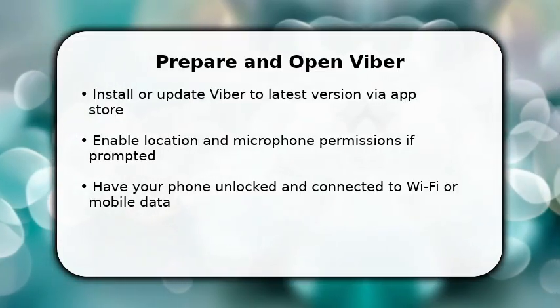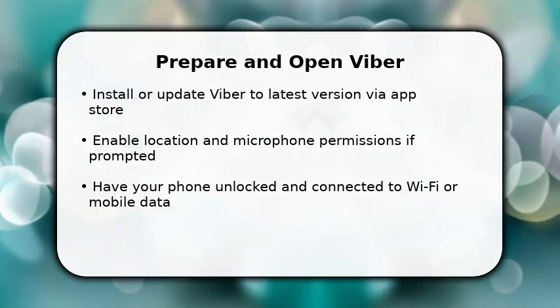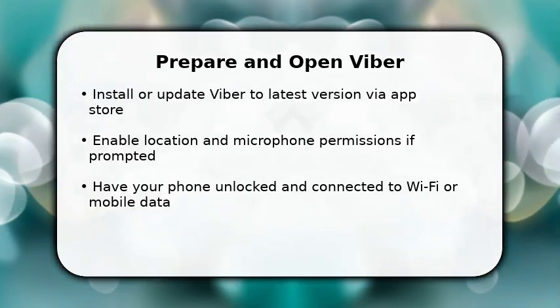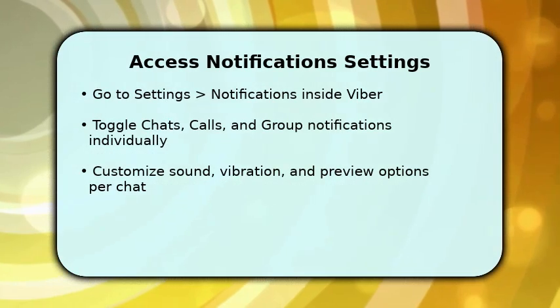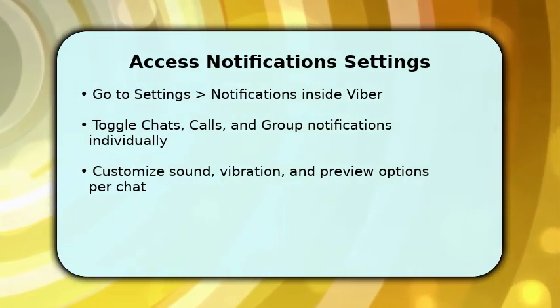Make sure your device is unlocked and online, because Viber shows some options only when it can reach its servers and sync your account. Next, navigate to Settings and choose Notifications. This is where you control what Viber alerts you about.